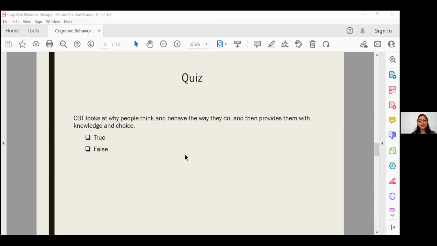CBT looks at why people think and behave the way they do and then provides them with knowledge and choice. See, the key word here is choice. Again, wanting to change or not wanting to change is completely the client's responsibility. It is not your responsibility. And this is what your job description should look like. I am a CBT therapist. I see what you're thinking, why you might be thinking that, and why you might be behaving the way that you're behaving. And I can provide you with knowledge and choices to change that. Okay, this is your job description. But who has to change? The client. Your job as a therapist is only to take the horse to the pond. They have to drink the water.